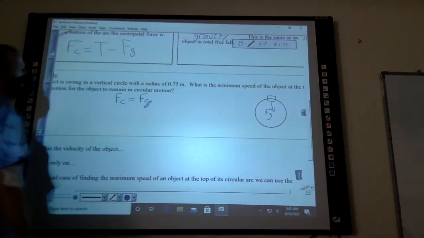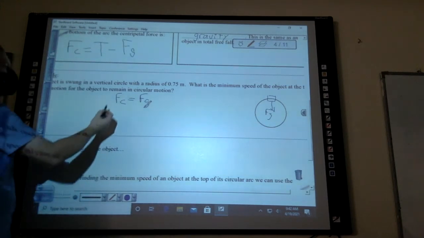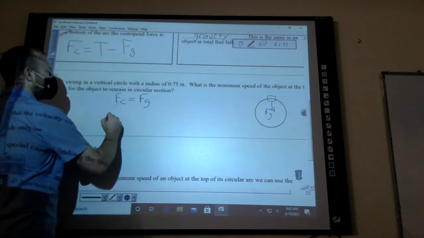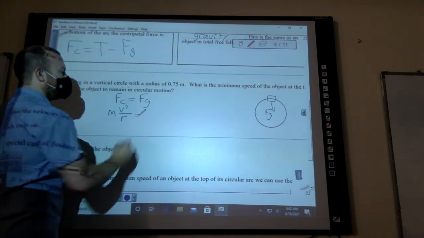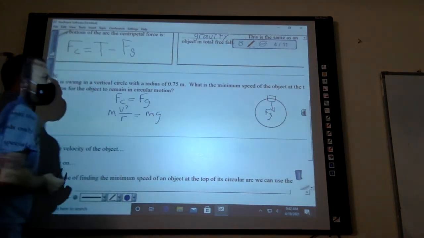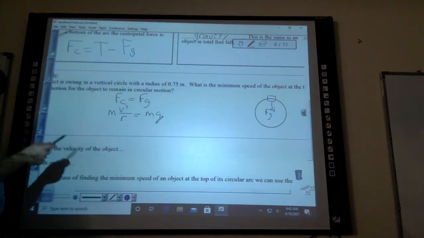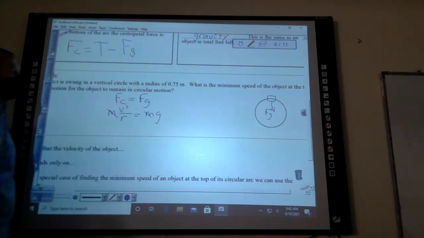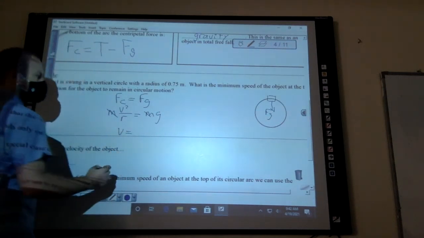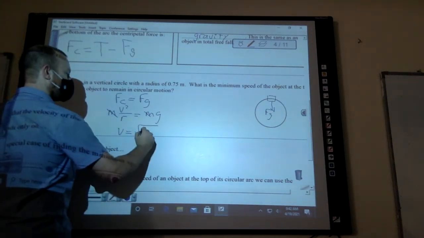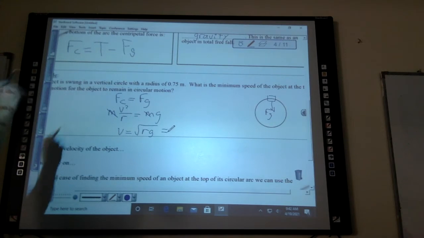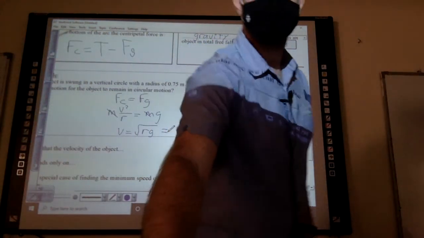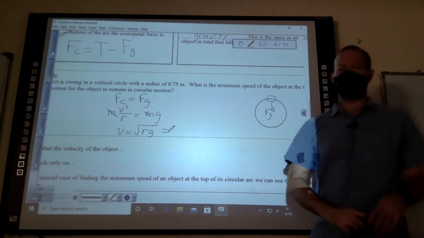So then, what are we given? We're given the radius, we're looking for speed. So the equation we'll use for Fc is mv squared over r. Fg is just mg. We're not told the mass of the object, but that doesn't matter because the masses cancel. So therefore, v is equal to the square root of rg, and we have those values. You just plug in your numbers and you'll get an answer.